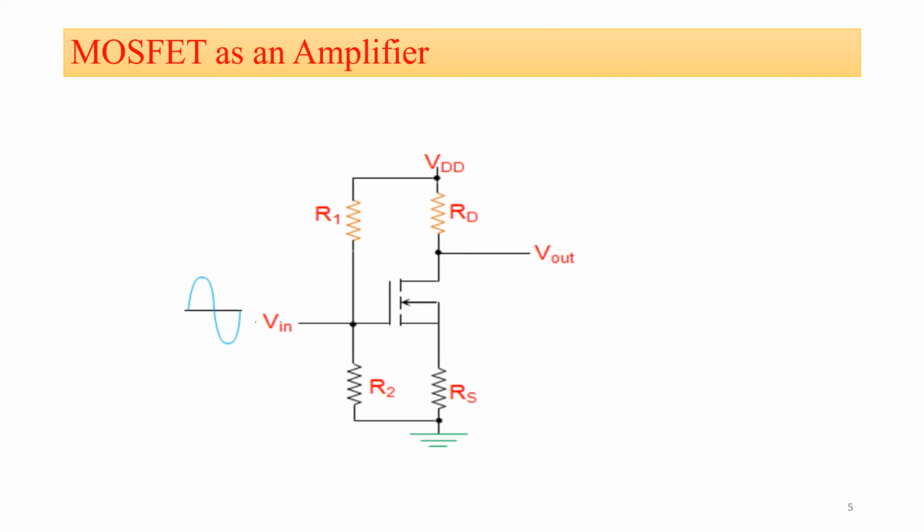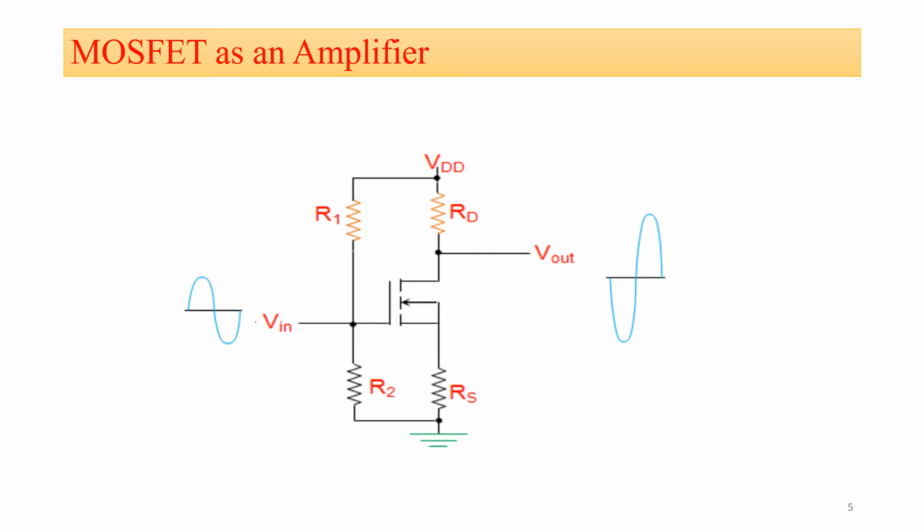Here the input signal is applied to the gate terminal, and at the output we get an amplified signal. When our VGS, the gate to source voltage, is greater than VTH, then maximum drain current will start flowing through the MOSFET, and due to that maximum current, at the output we will get an amplified signal, meaning our weak signal will be converted into a strong signal.